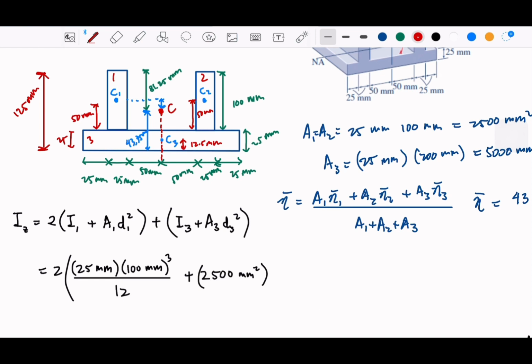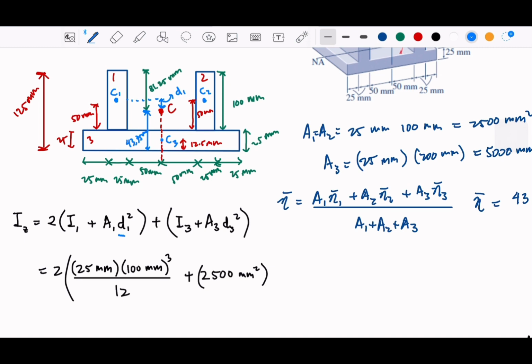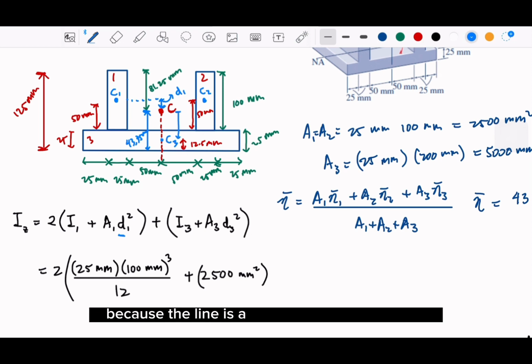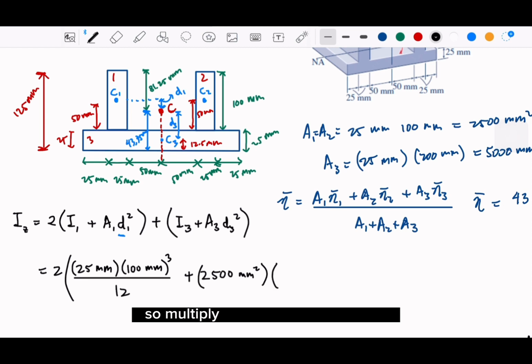So I will rename this as D1. If you read my notes, you know D1 is here, and D3 is this. I was confused because the line is a little bit messy. Sorry. So multiply with 75 minus 43.75.